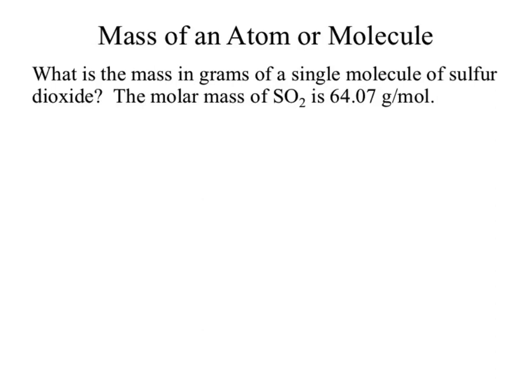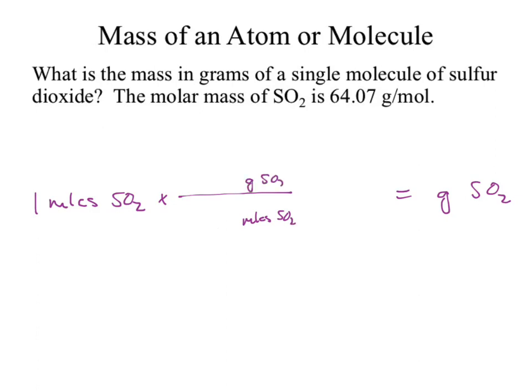Okay? So, what do we want? We want grams of sulfur dioxide. When do we want it? Just checking. We start with 1 molecule of sulfur dioxide. We don't want molecules of sulfur dioxide. Ideally, I want grams of sulfur dioxide.